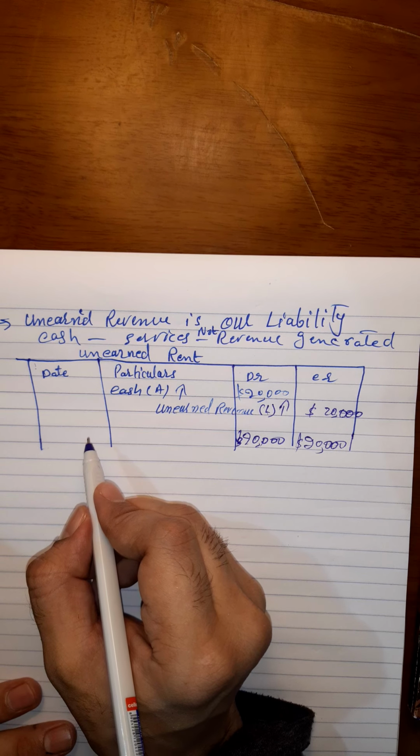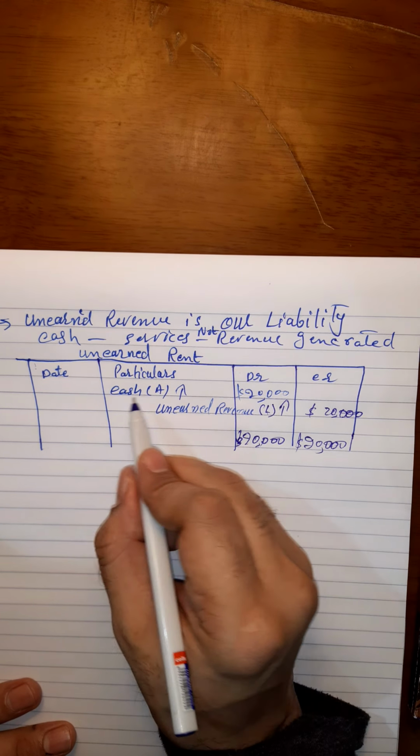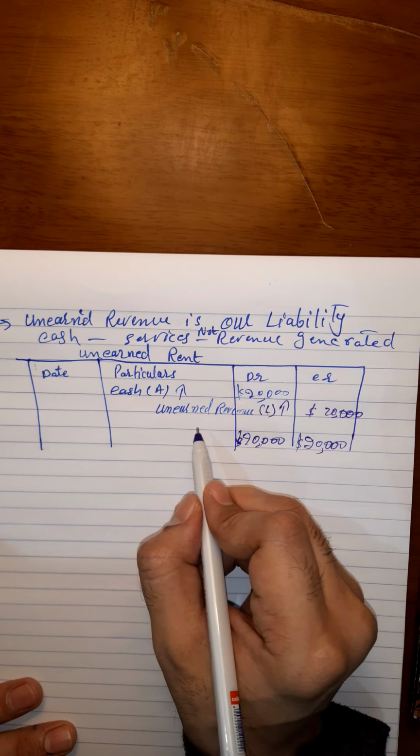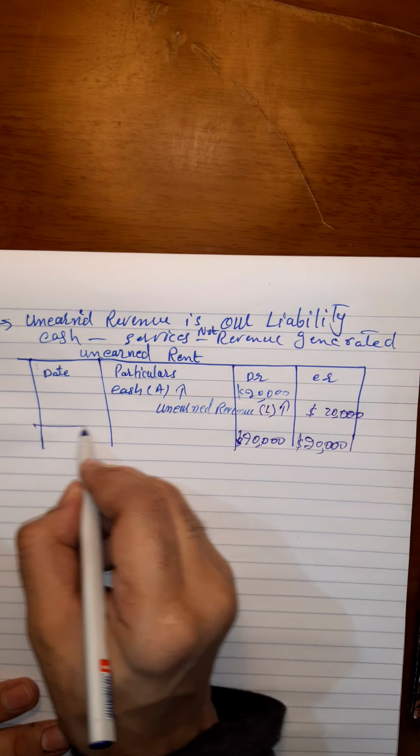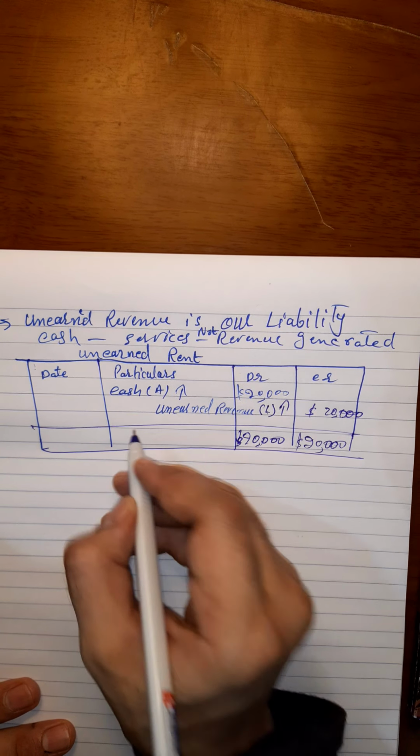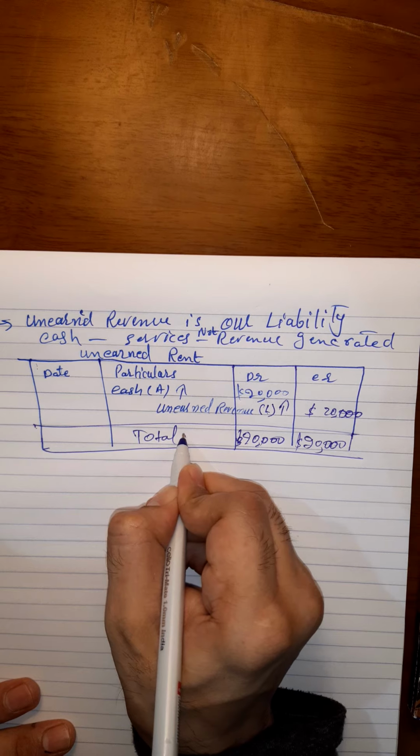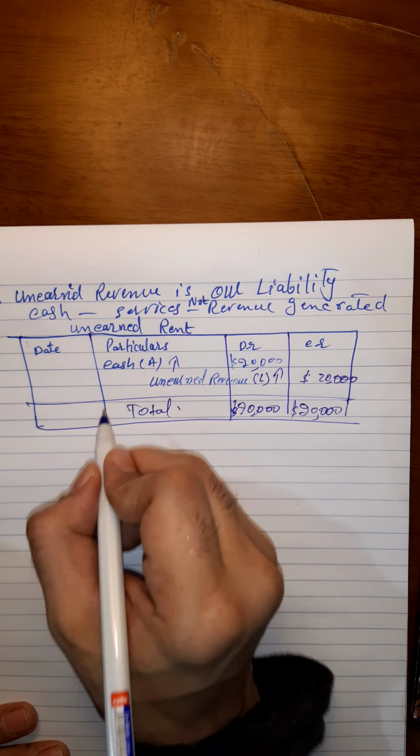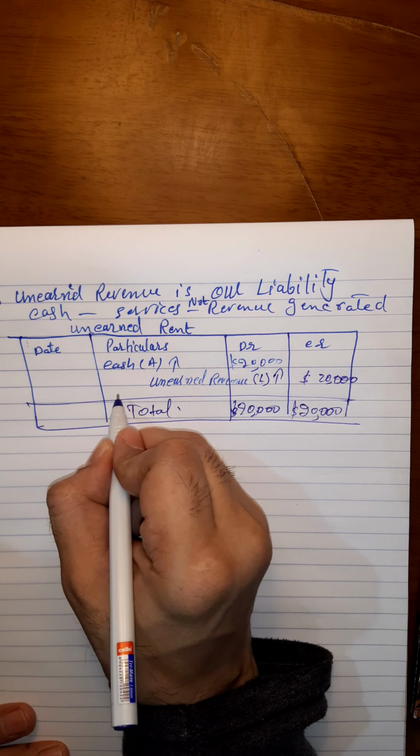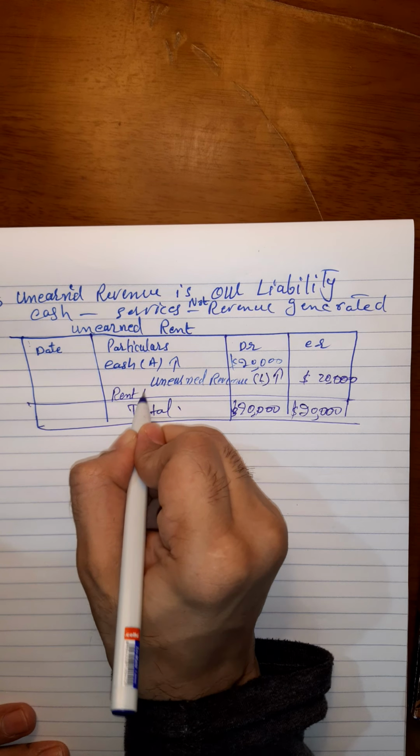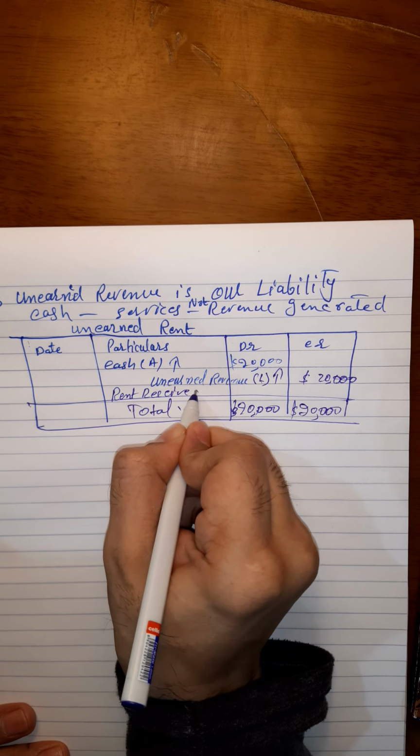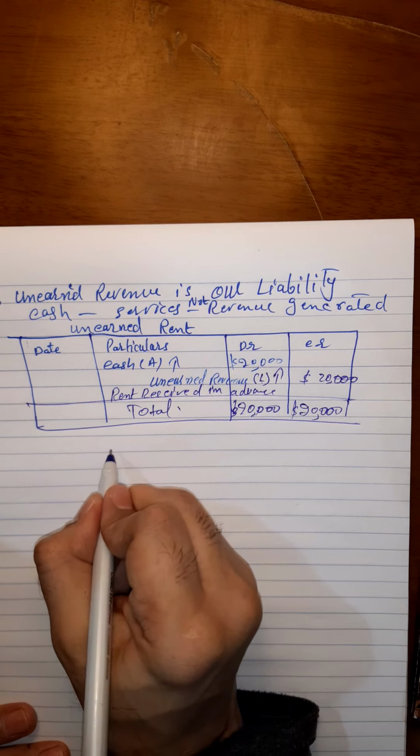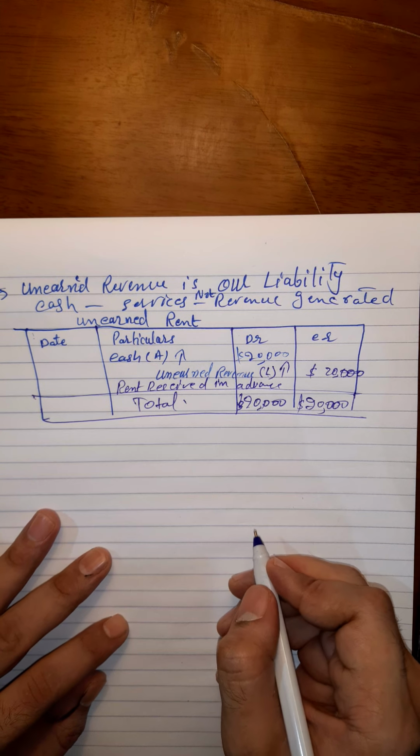So friends, we receive the cash, so cash is debit and unearned revenue is credit. This is total. Rent received in advance. This is the narration. Rent received in advance.